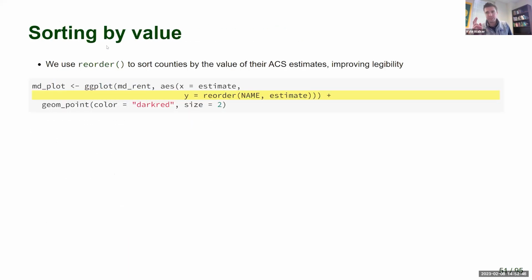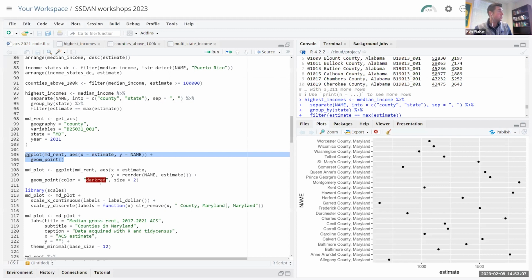First things first, we're going to do two things. We are going to use the reorder function to sort our counties by the value of their ACS estimates. This is going to make a massive difference. We're going to change the color as well and the size of our dots, but it's really the sorting that's going to make the huge difference. So watch this. We have here this visualization. I'm going to iteratively assign updates to the plot to an object named MD plot, and we're going to see how it changes.